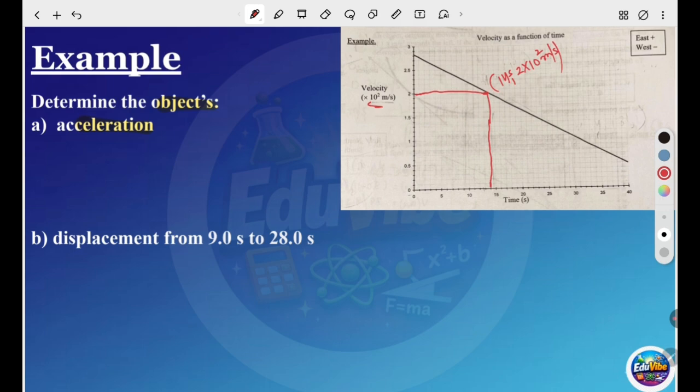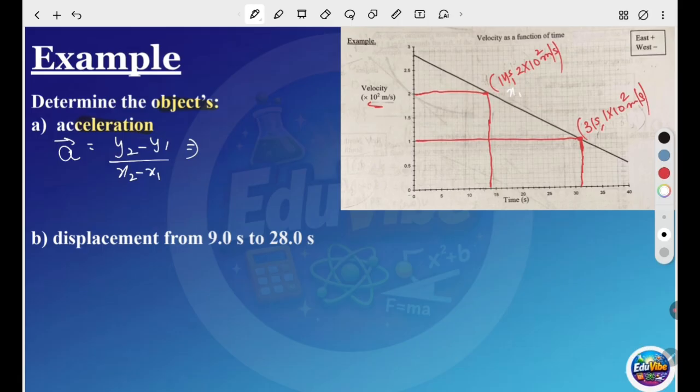Okay, so the next point we will take, which I think is this one, is exactly at 31. So this is 31 comma, in seconds, 1 times 10 raised to power 2 meter per second. So for the acceleration of this object, acceleration is a vector: y2 minus y1 upon x2 minus x1.